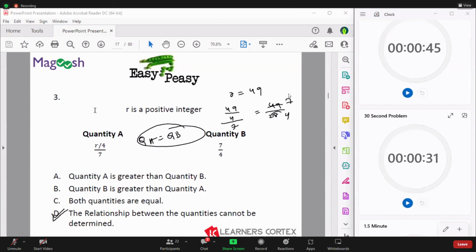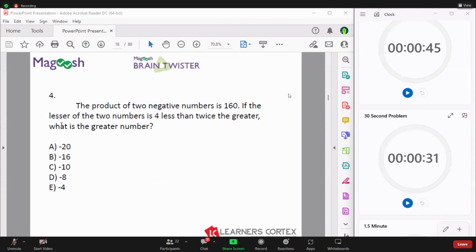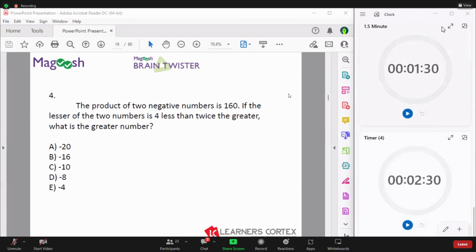Next question. The product of two negative numbers is 160 if the lesser of the two numbers is 4 less than twice the greater. What is the greater number? This is a nice question. Let's go.